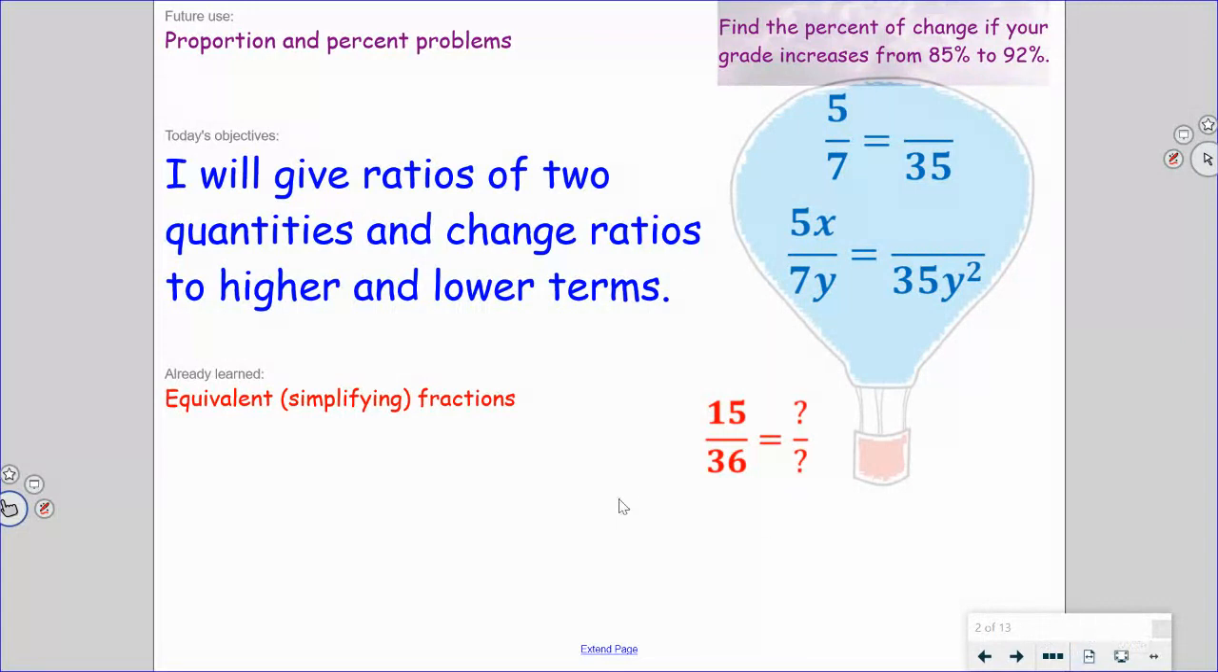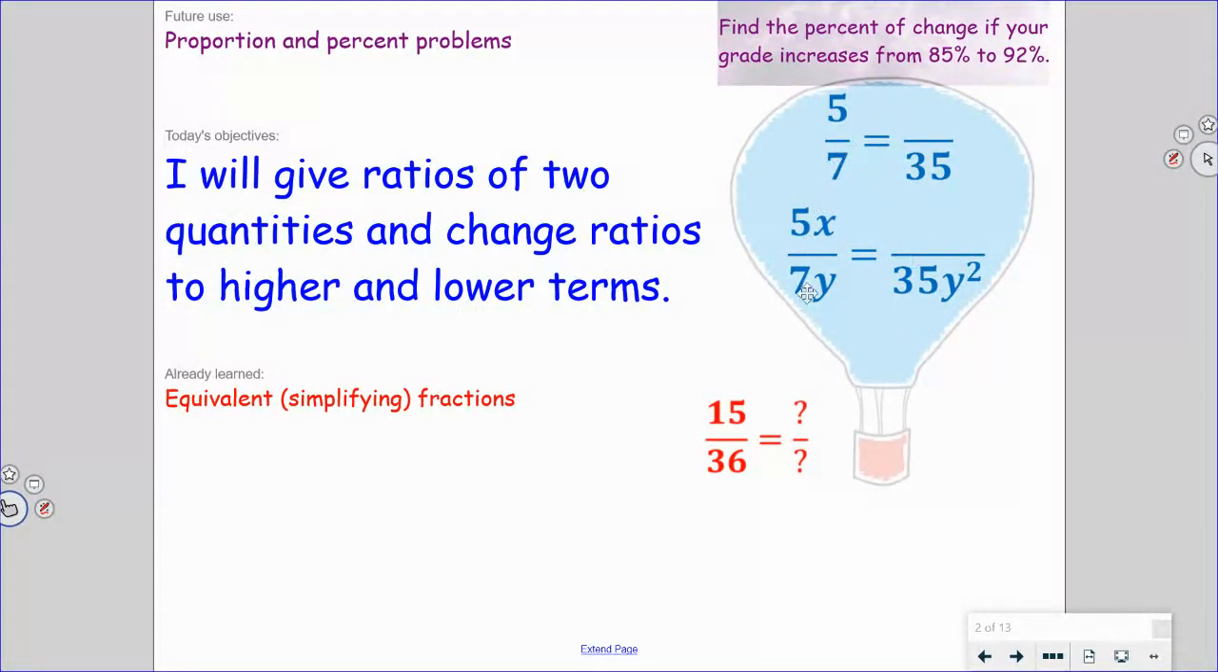Our goal for the day is to give ratios of two quantities, as well as change ratios to higher terms or lower terms, whatever the case may be. Now, just a reminder, we've done stuff similar to this before when we have found equivalent fractions, whether we're looking for common denominators or whether we are simplifying fractions. So this process will be quite similar.